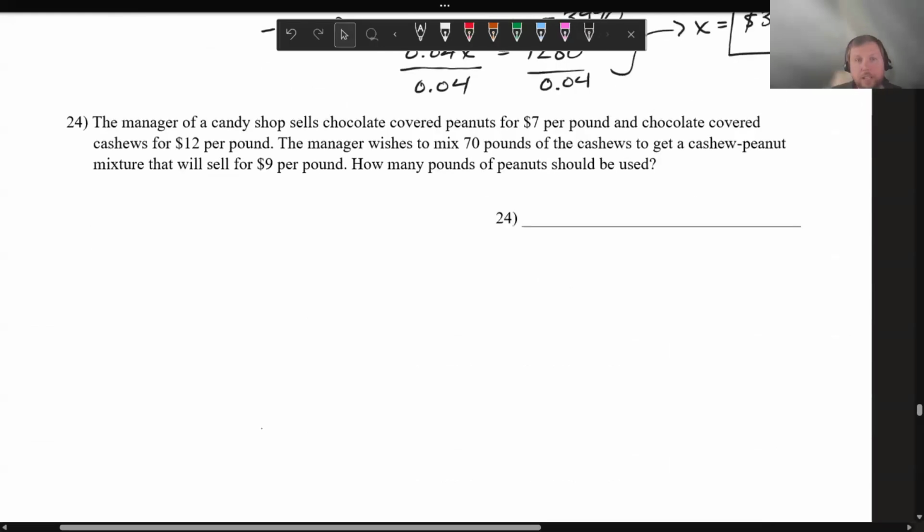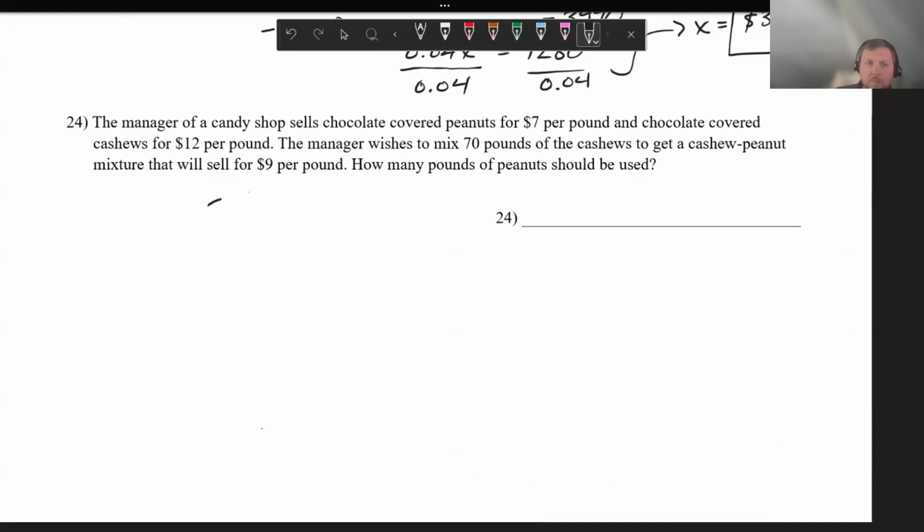The manager of a candy shop sells chocolate-covered peanuts for $7 per pound and chocolate-covered cashews for $12 per pound. The manager wishes to mix 70 pounds of cashews to get a cashew peanut mixture that will sell for $9 per pound. How many pounds of peanuts should be used?